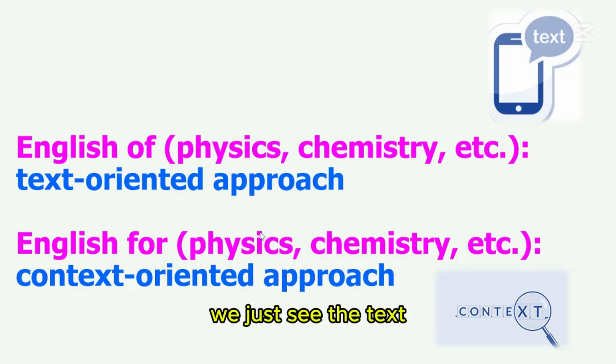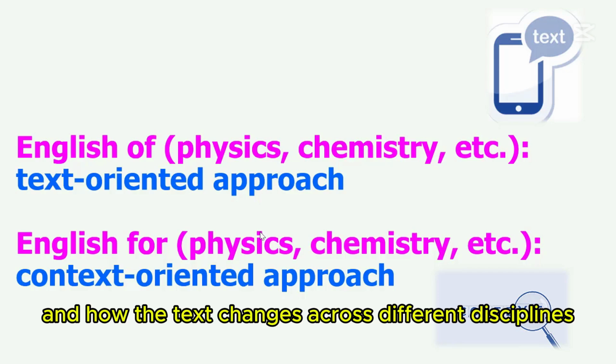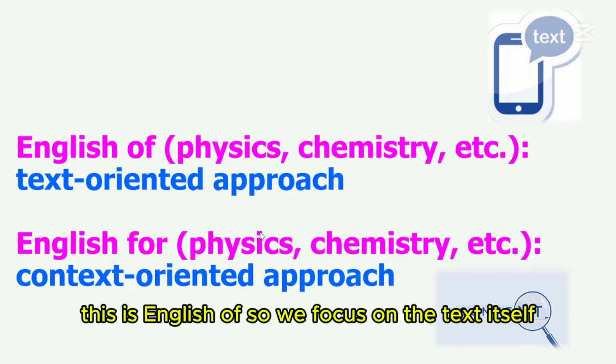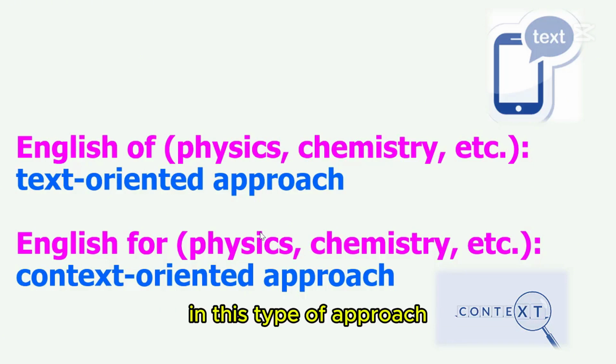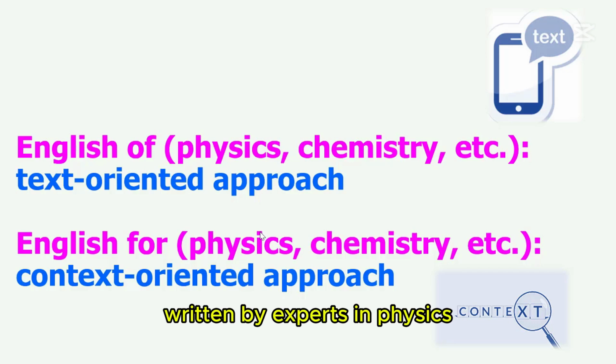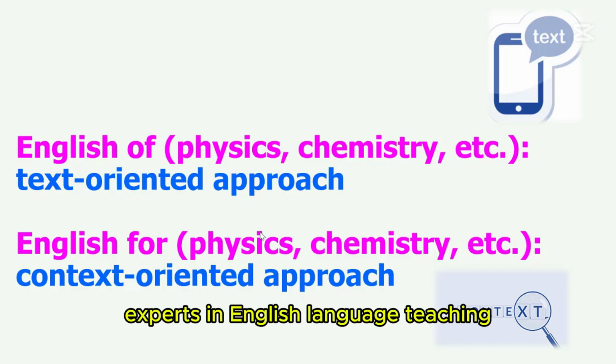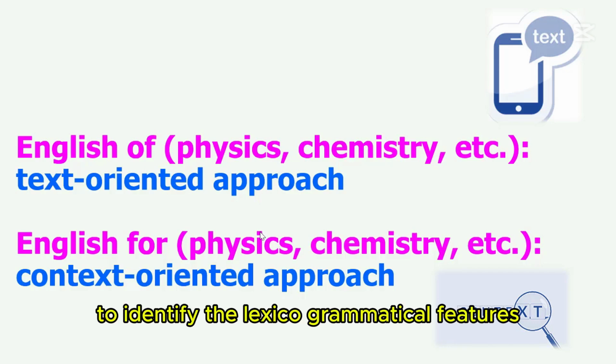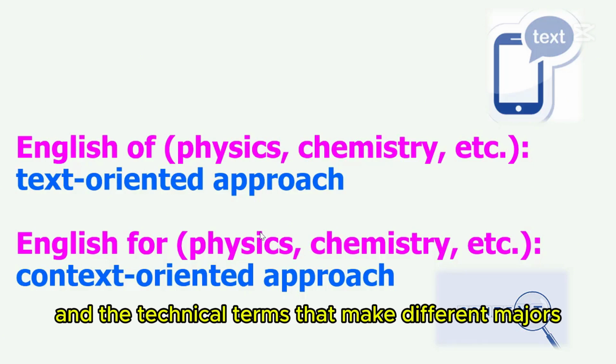We just see the text and how the text changes across different disciplines. This is English of, so we focus on the text itself. In this type of approach, we may analyze the text of research articles written by experts in physics, experts in chemistry, experts in English language teaching to identify the lexicogrammatical features and the technical terms that make different majors, different disciplines different.